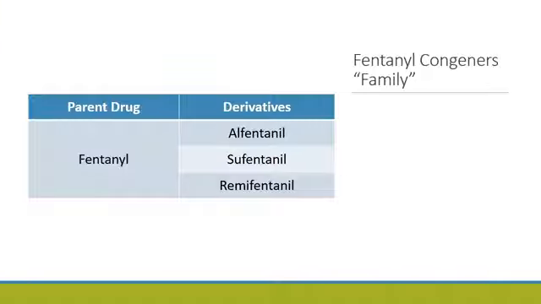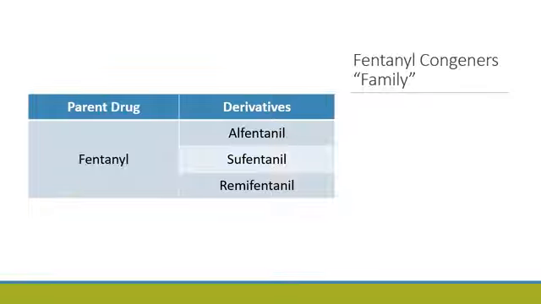Now, fentanyl also has some congeners, which are derivatives that have been produced. So you can see they're all relatively similar in their names. The parent drug is fentanyl, and you can see the derivatives are alfentanil, sufentanil, and certainly remifentanil. These are all medications that structurally are very similar or related to fentanyl, but their structure enables them to have a quicker onset even than fentanyl, and to have a shorter duration.